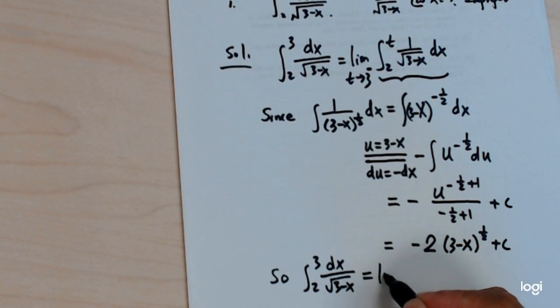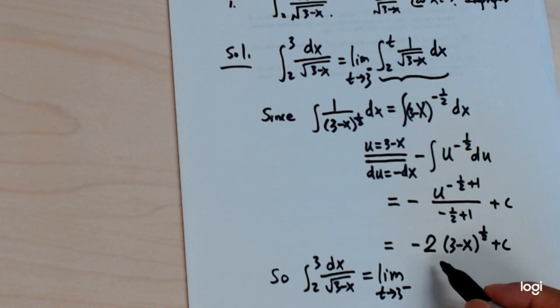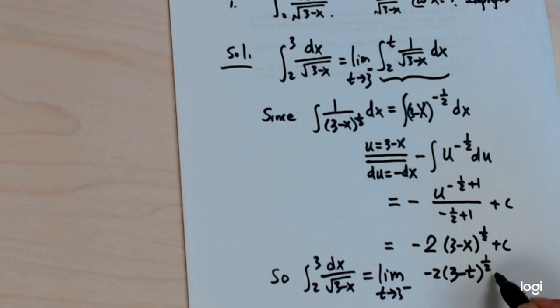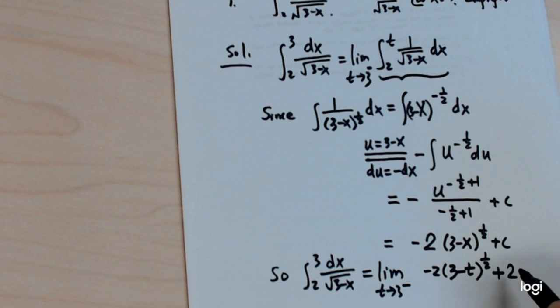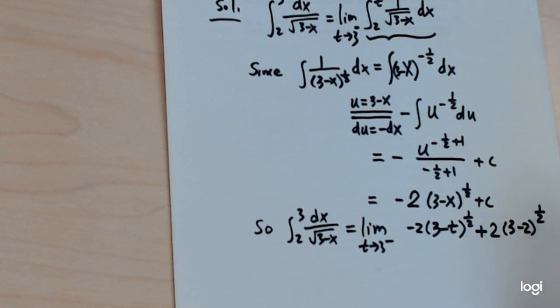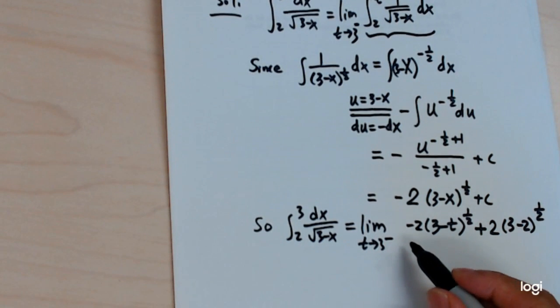Equal to the limit as t goes to 3. I'm going to plug in 2 and t in this one, okay? First, I plug in t, and then plugging in 2. So minus minus becomes plus. And we want to find out what is the limit of this.